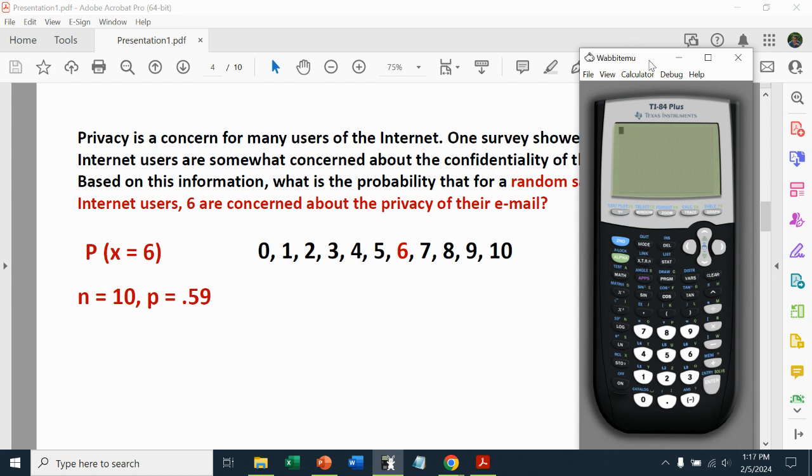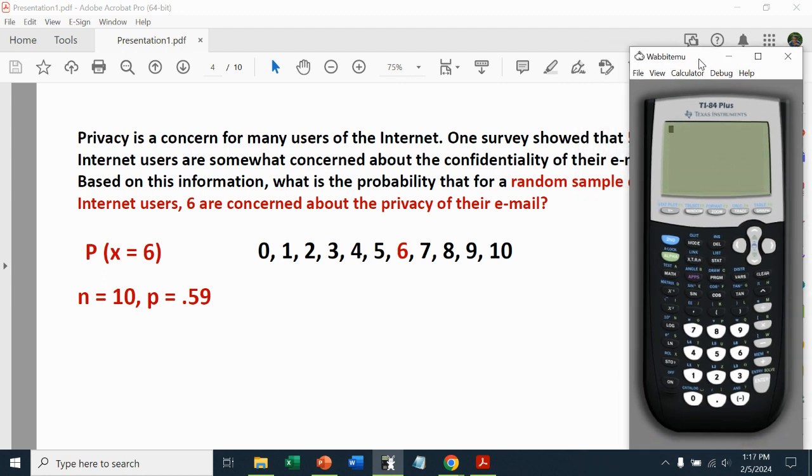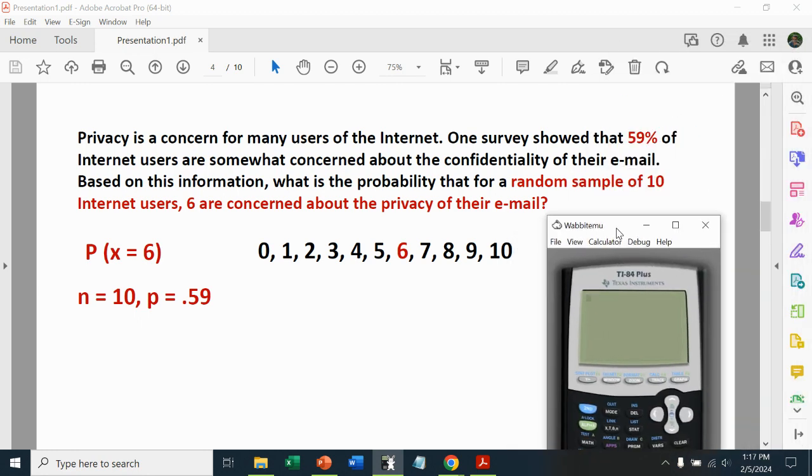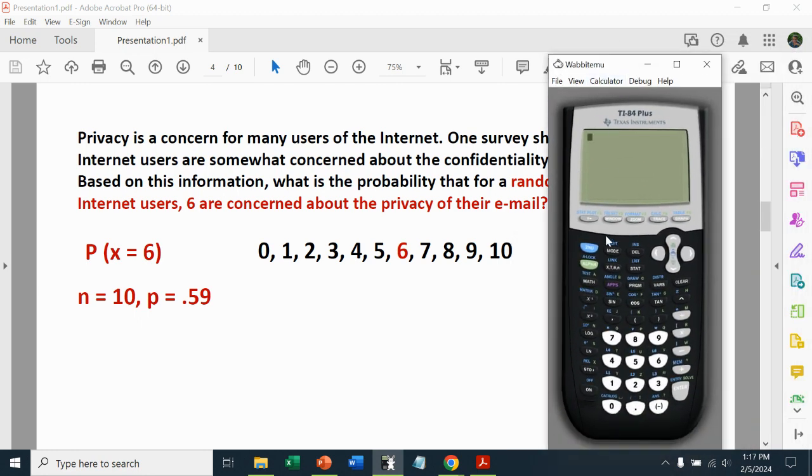Whenever you're asked for exactly, in this case exactly 6, you're going to go to second function, hit your VARS key, and come down to, on the 84, letter A, binompdf, the binomial probability distribution function. Whenever you're asked for exactly, this is what you're going to use. I'll press enter, and it simply asks me for 3 things. It asks how many trials you have. Well, we have 10 trials, 10 users.